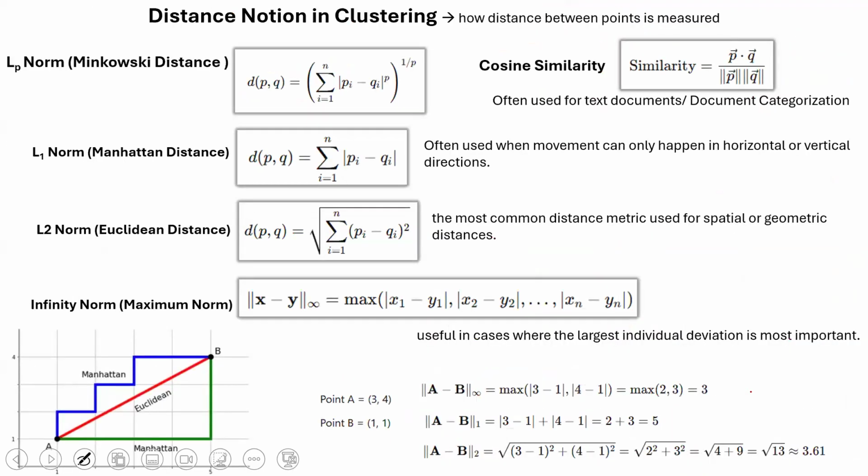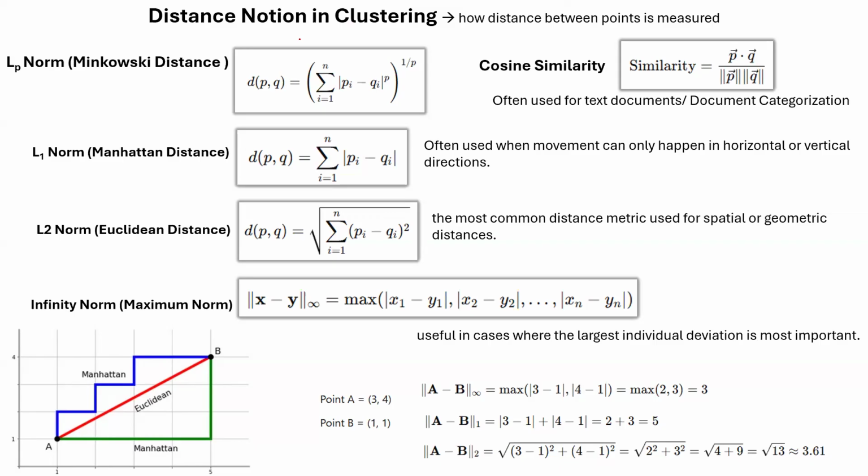Okay. And now let's talk about the distance notion. In clustering algorithms, the distance notion is the similarity measure. Depending on the distance notion only, the similarity of the points is decided by the clustering algorithms. What are the different distance notions that are available for us? We already know about this, but again, let's revisit the L norms.